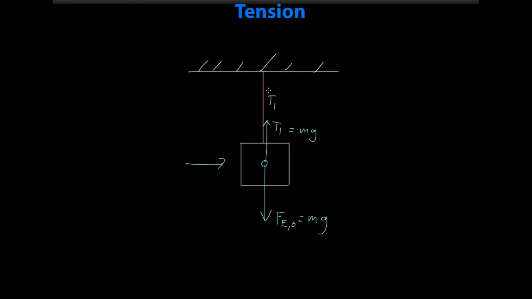If you were asked, how much force is this string pulling on the ceiling with, the answer would also be tension 1, whatever that value would have to be. So if force Earth was 60 newtons, tension 1 would be 60 newtons. And tension 1 would pull on the box and on the ceiling with 60 newtons of force.